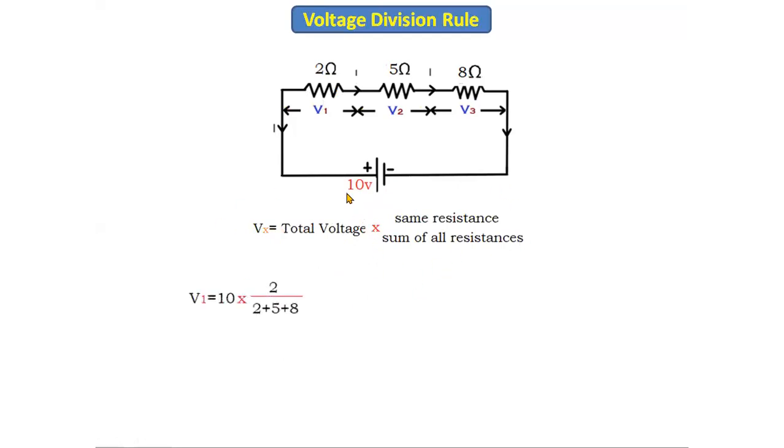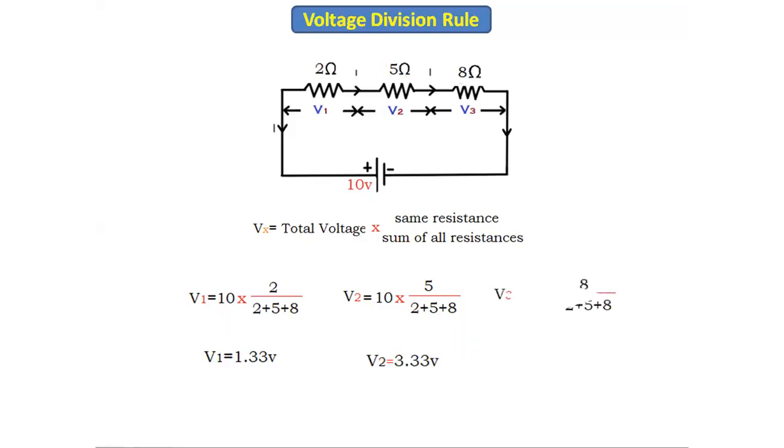Let's find V1, V2, V3 using this formula. V1 is equal to the total voltage, 10 volts, into the resistance of V1, which is 2 ohm, so 2 divided by 2 plus 5 plus 8. If we calculate this, we get V1 equal to 1.33 volts. Now let's calculate V2. The total voltage is 10 volts, and for V2 the resistance is 5, so 5 divided by 2 plus 5 plus 8. V2 is equal to 3.33 volts.